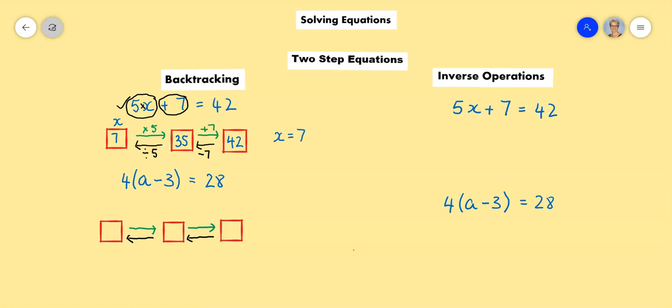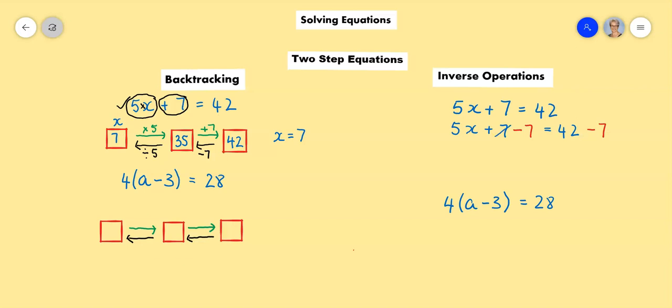Let's do the same thing now using inverse operations. Now remember, the first thing that we did over here was minus 7. So that's what we need to do to both sides of our equation now. We need to minus 7. So we're going to be looking at 5x plus 7, and then we're going to minus 7, and that's equal to 42 minus 7. Remember, whatever we do to one side of the equals, we must also do to the other.